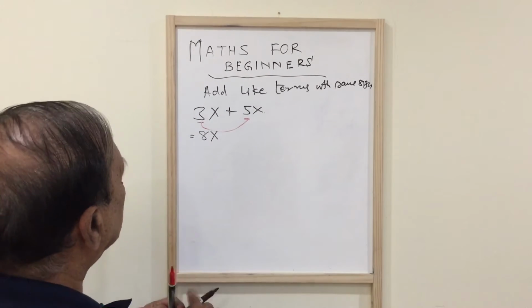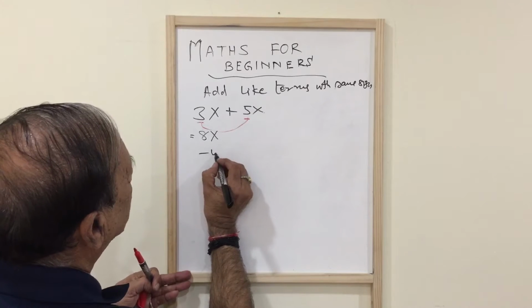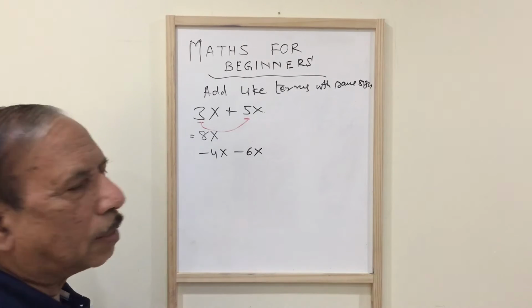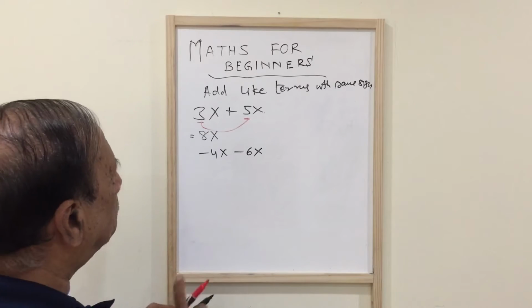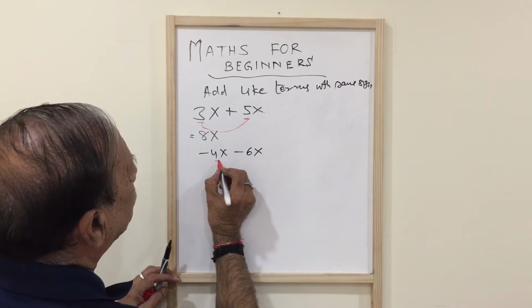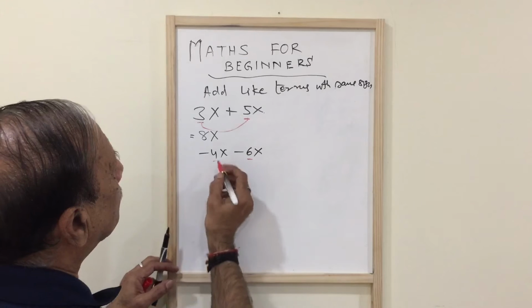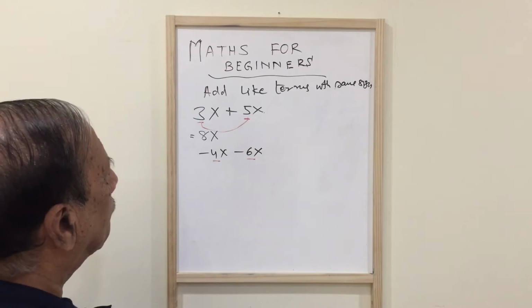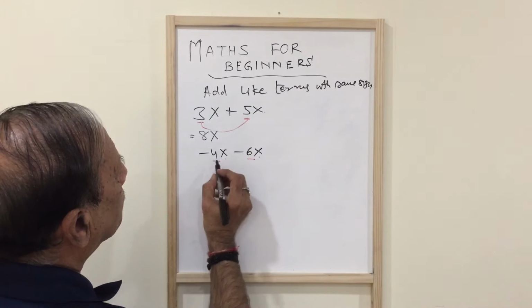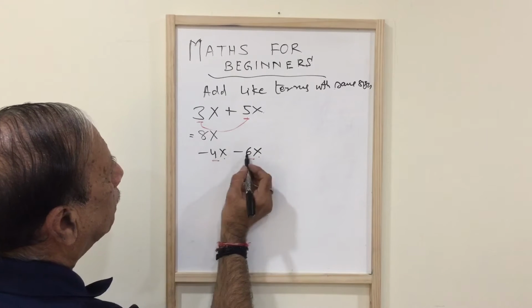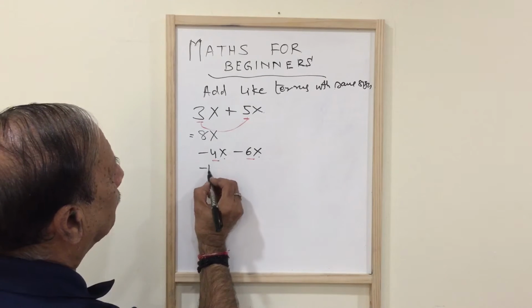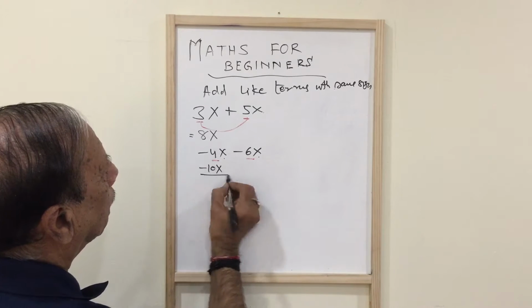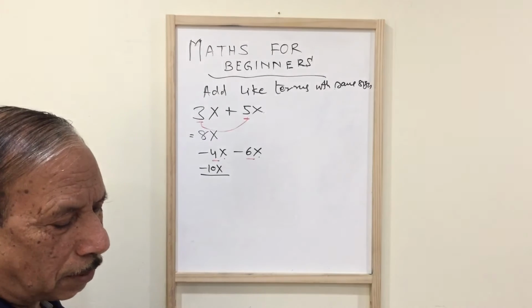I'll take another example. If it is minus 4x and minus 6x. In the same case, 4 and 6 both are coefficients and x is a variable here. So if you add 4 with 6, it comes to minus 10, and then you fix x with that, the x variable, which is common to both.